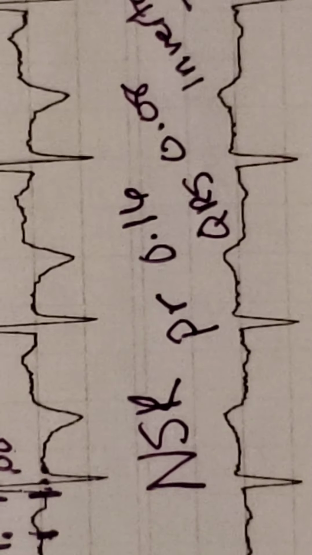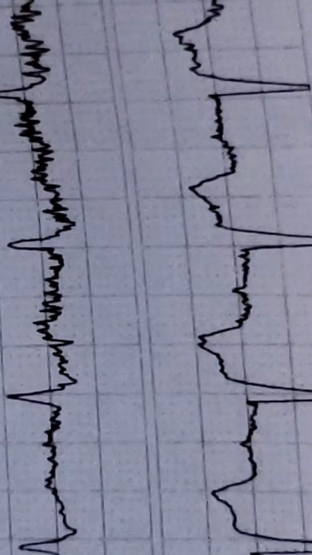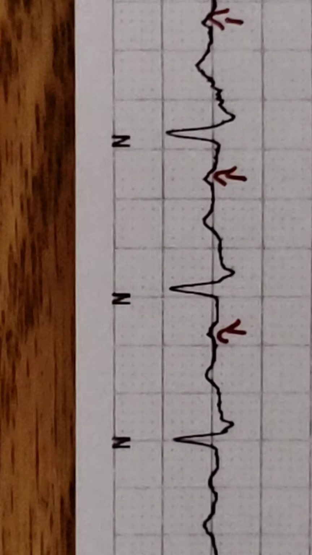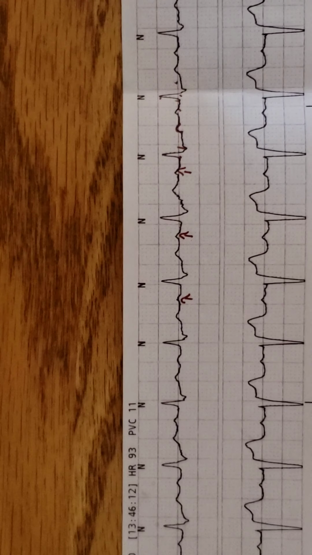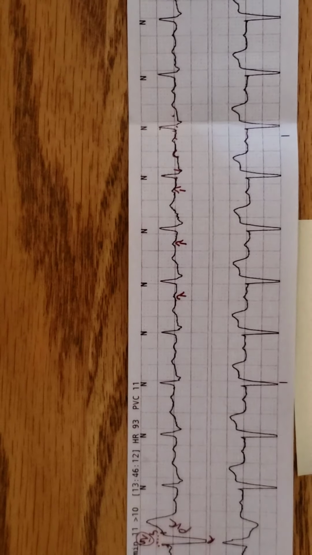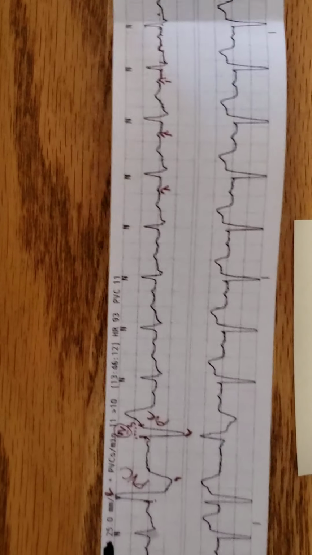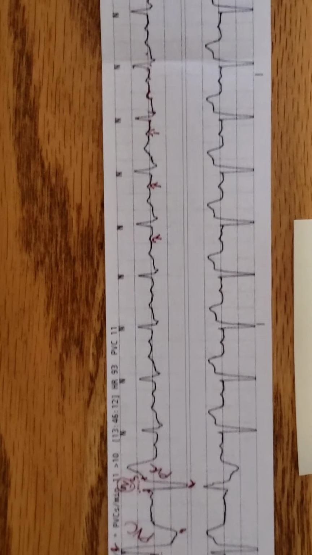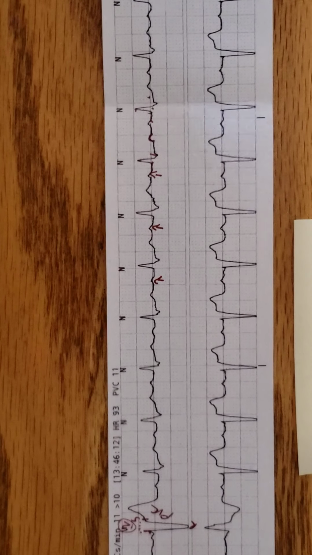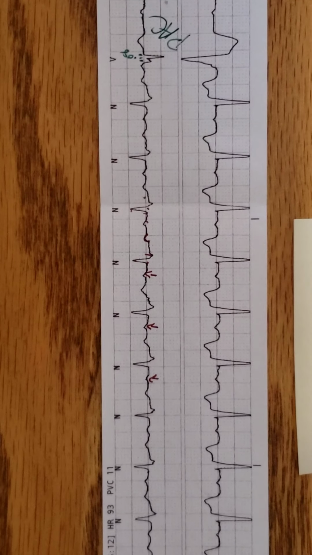Okay, so let's do another one. I'm going to zoom back out. I've already used this strip before, so it's got some markings on it, and that's okay. So this one's long. I'm going to kind of just run down it here so you can see. But let's look at this section right here in the middle.